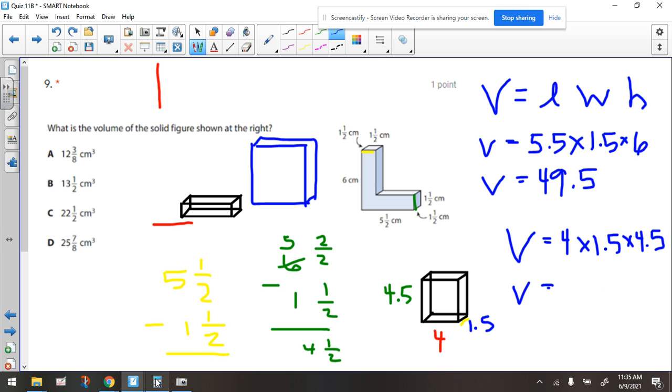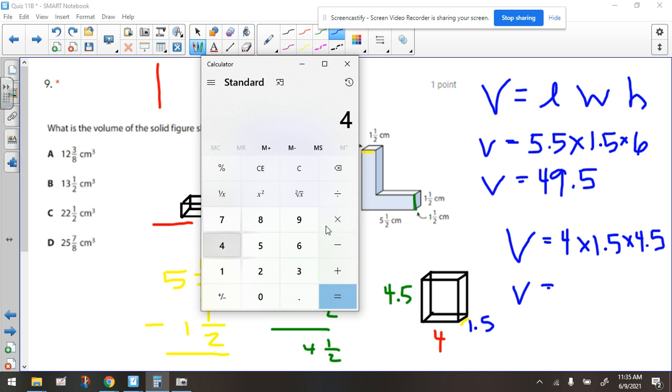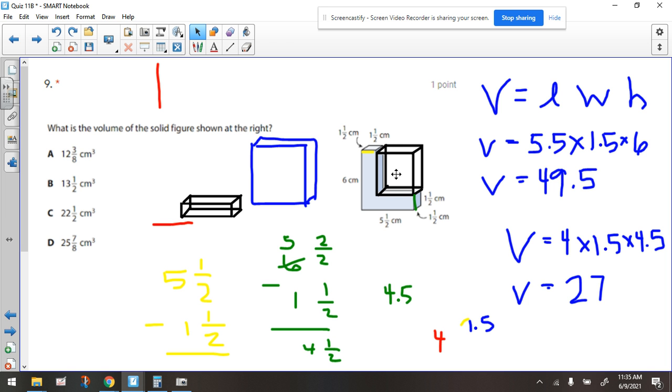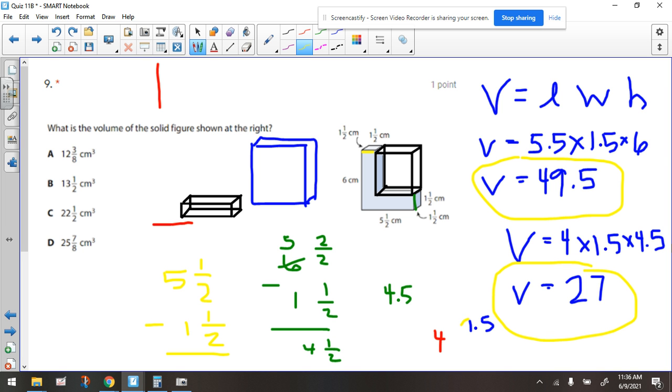All right, so let's take out our calculators. 4 times 1.5 times 4.5, and we get this number, 27. So that's how many cubic centimeters the hole or the cutout is. So that's how much this piece is. It's 27 cubic centimeters. So the only thing left you have to do is subtract this number right here, which I'll highlight in yellow. Subtract that number from this number, and you'll have your final answer. All right, good luck finishing that up.